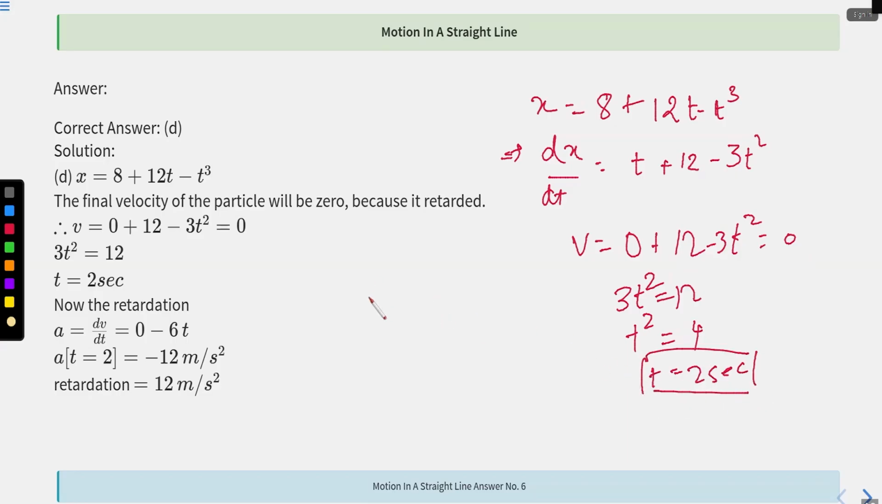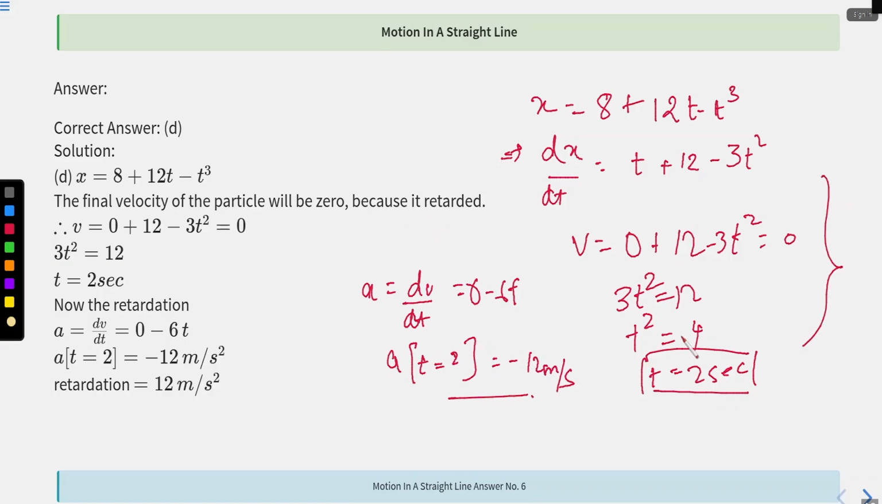Now the time is 2 seconds. So acceleration is equal to the rate of change of velocity with respect to time. That is 0 minus 6t. So a equals minus 12 meter per second square. See, whatever acceleration you have got, you just put minus in front of it. That is also one simple thing. Do everything as you have done, and in the end, when you get the value of acceleration, you just put minus in front of it. But note one thing, that if a equals minus 12 meter per second square, this means that retardation is plus 12 only.